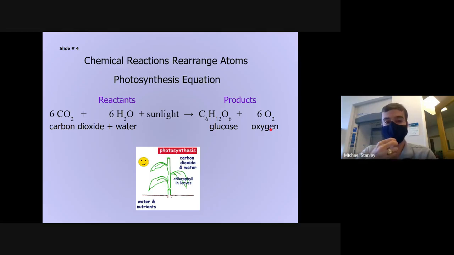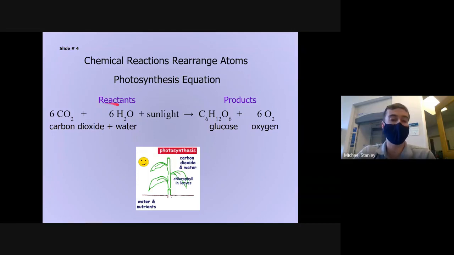One thing, though, that I want to point out is that one important aspect of chemical reactions is that we cannot add or destroy any new or different atoms into this equation. We can only rearrange them. So what do I mean by this? What do you mean I can't add or destroy?